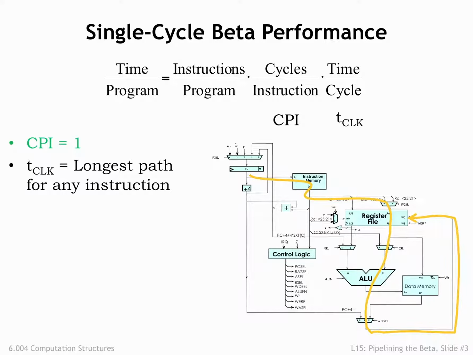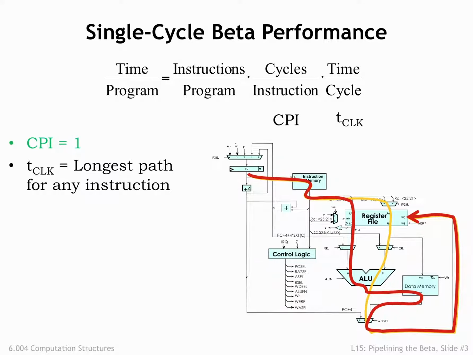For example, consider the execution of an op class instruction, which involves two register operands and an ALU operation. The arrow shows all the components that are involved in the execution of the instruction. Aside from a few muxes, the main memory, register file, and ALU must all have time to do their thing.